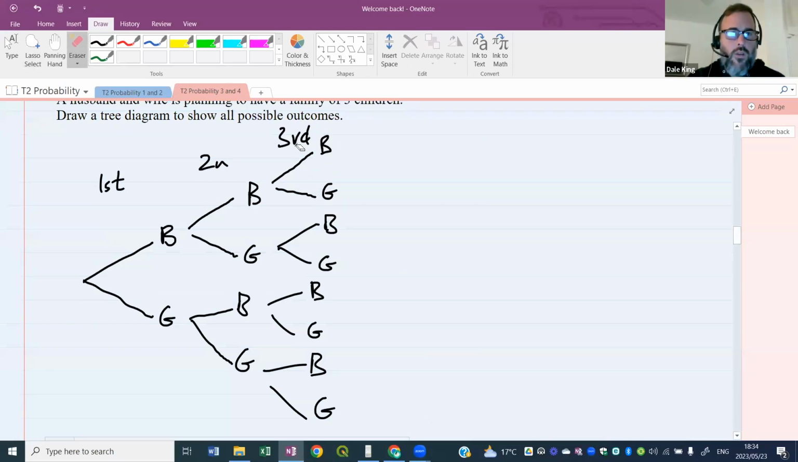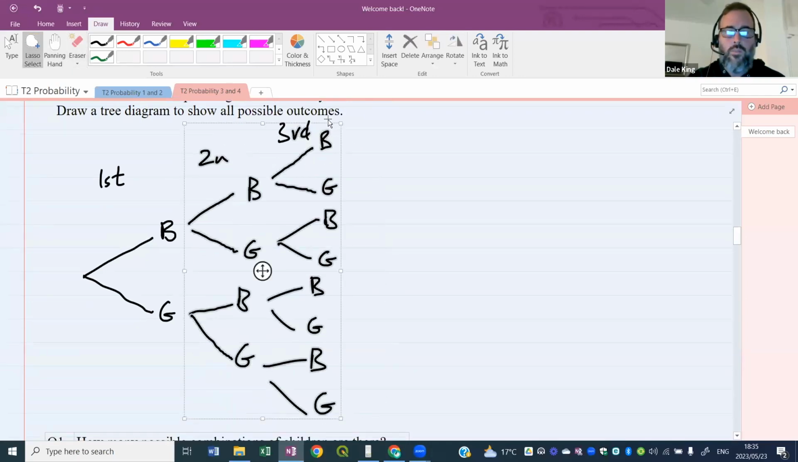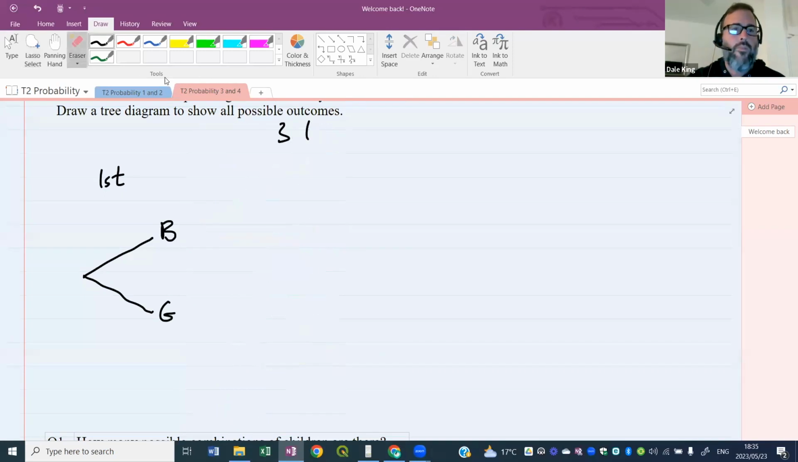All right, so let me erase the second and the third child, and then we'll start from the first one. All right, you have to agree that the first part of the tree diagram is pretty easy. When you have your first child, if you're a family and you have your first child, you have 2 options. It could be a boy or a girl. So we have 2 branches here.